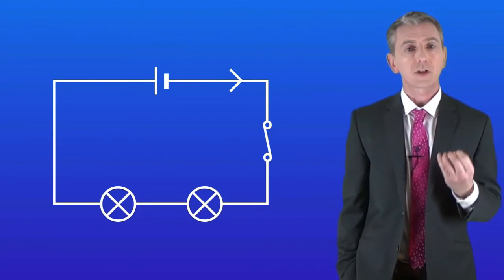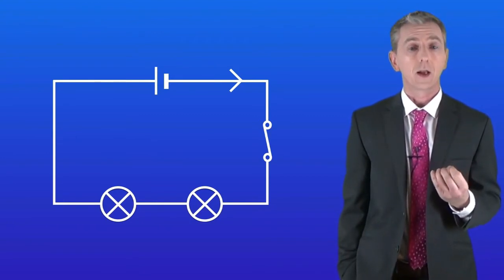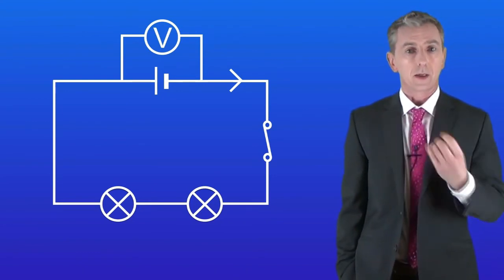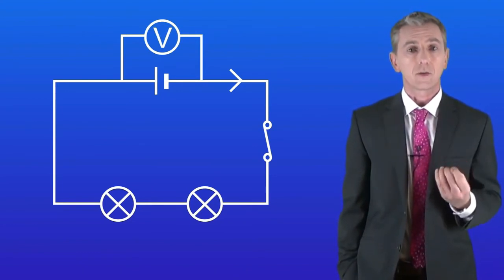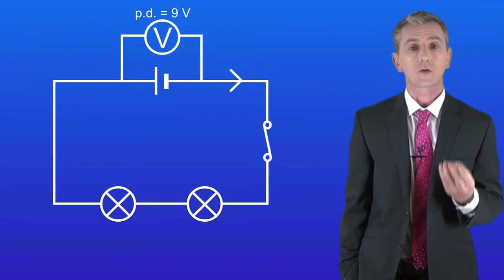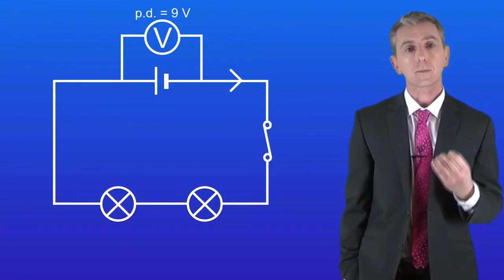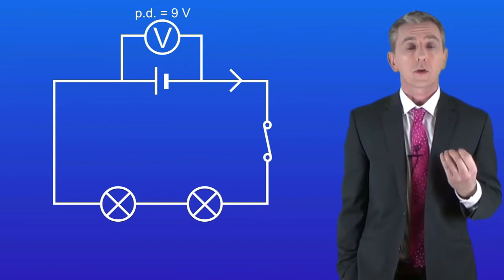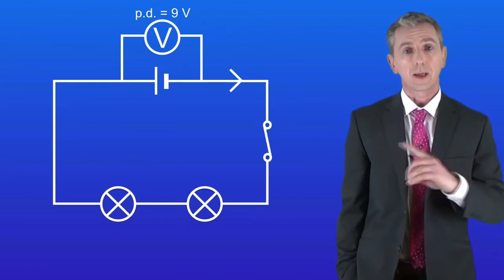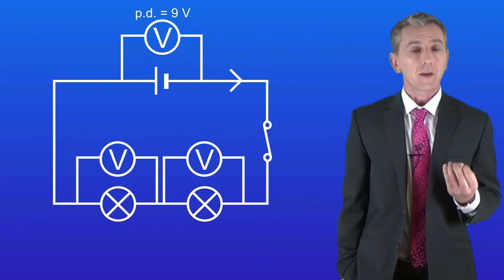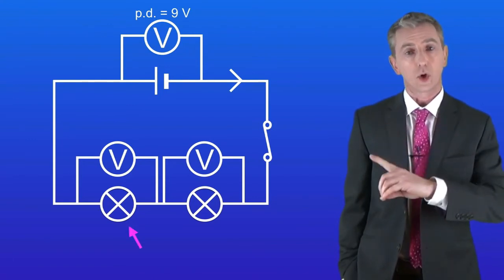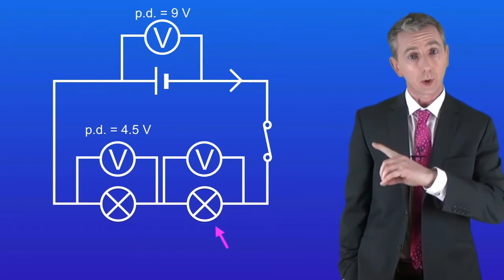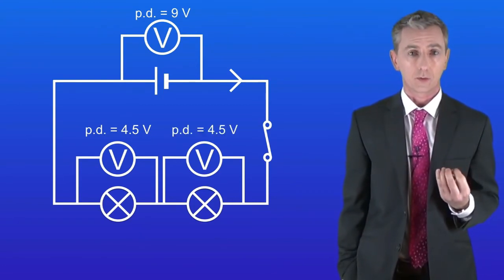Well, let's start off by measuring the potential difference across the cell with a voltmeter like we did before. So there's our voltmeter, and it shows us that the energy given to the current is 9 volts, just like before. I now want to measure the potential difference across the bulbs, so I'm going to put a voltmeter across each bulb like this. And I find that the potential difference across this bulb is 4.5 volts, and the potential difference across the other bulb is also 4.5 volts.